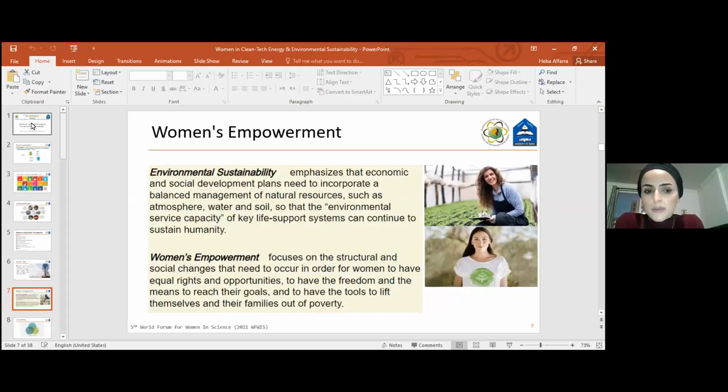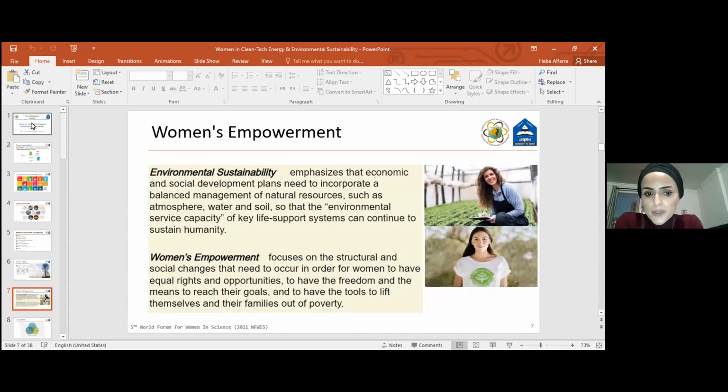To discuss women's empowerment and all these topics, first we need to know the meaning of environmental sustainability, meaning that all our participation, like economic and social development plans, needs to be kept in balance regarding our natural resources, such as water, soil, ocean, and any natural resources that we have. So we need to keep this balance in the environment as it is.